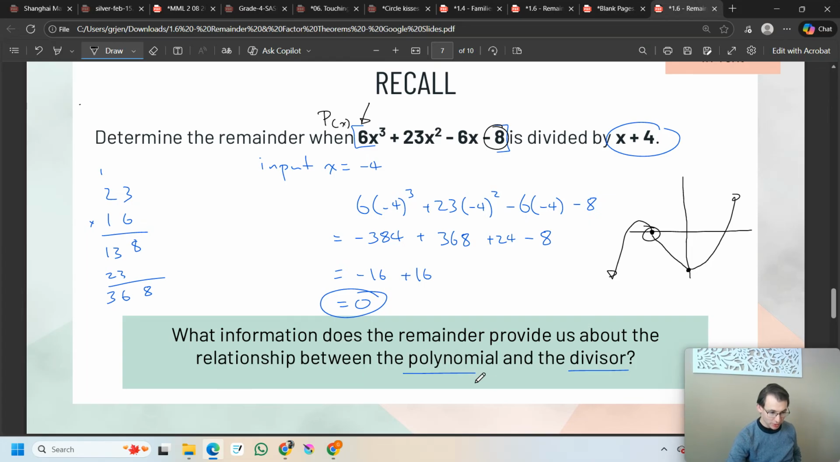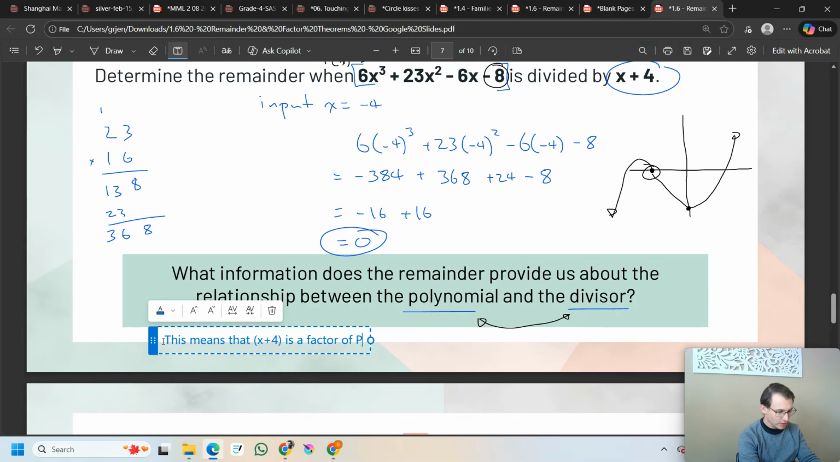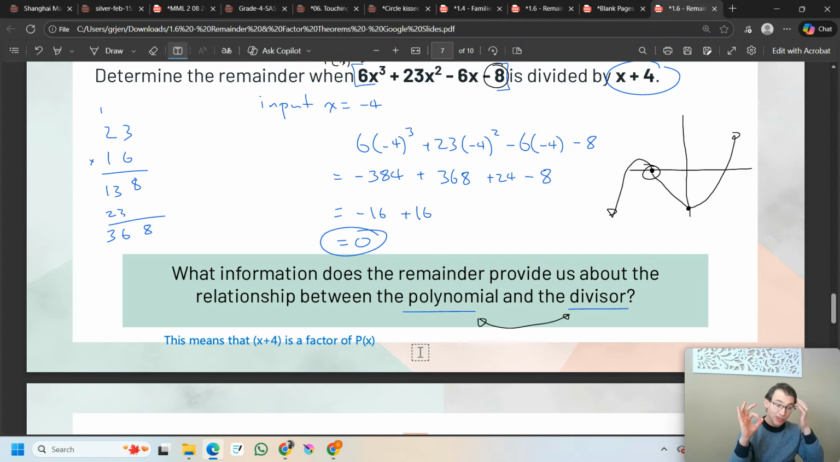So what does that mean? What's the relationship between the polynomial and the divisor? What that means is that p of x is evenly divisible by x plus 4. That means the remainder is 0, so it's evenly divisible. So we could factor this polynomial using this idea, x plus 4.